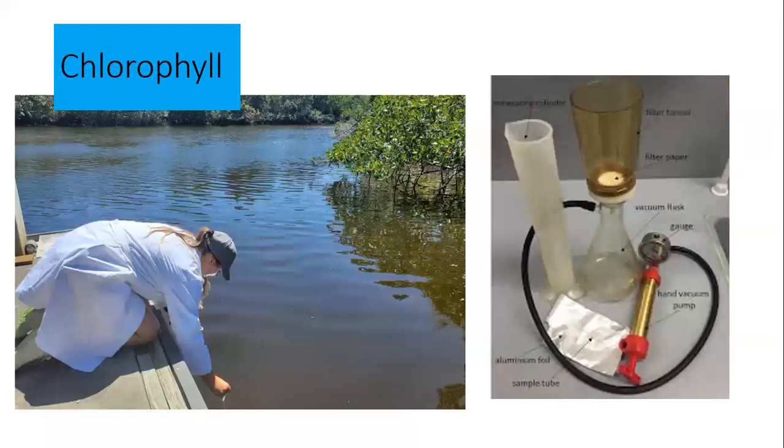Now, to measure chlorophyll, you have to get a water sample, and then you filter out as much of the plankton as you can using some sort of filtration device. This one uses a hand vacuum pump, but you can do it electronically as well. Then it gets put into a couple different machines to concentrate the chlorophyll, and then also to read how much chlorophyll is in the water.